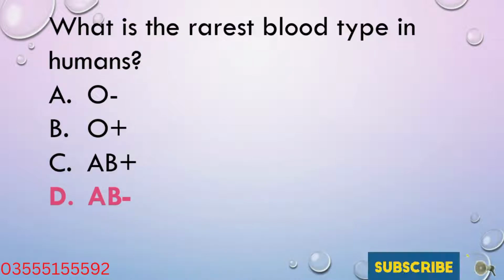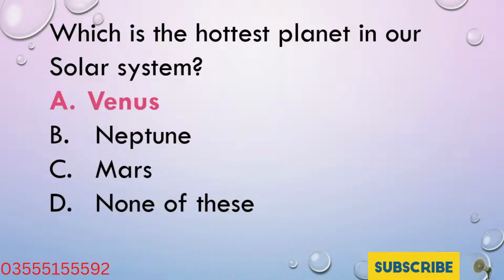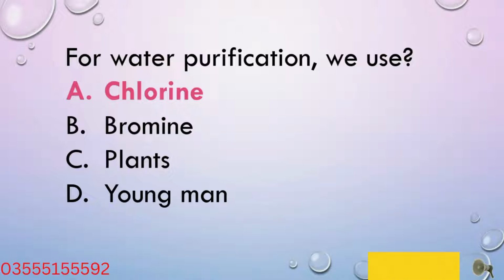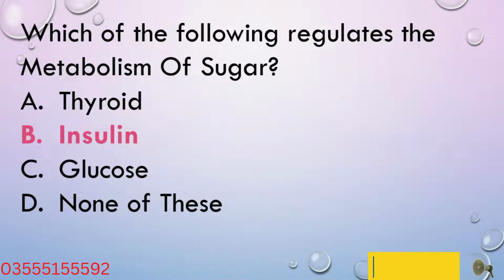What is the rarest blood type in humans? AB negative. Which is the hottest planet in our solar system? Venus. For water purification, we use chlorine. Which of the following regulates the metabolism of sugar? Insulin.